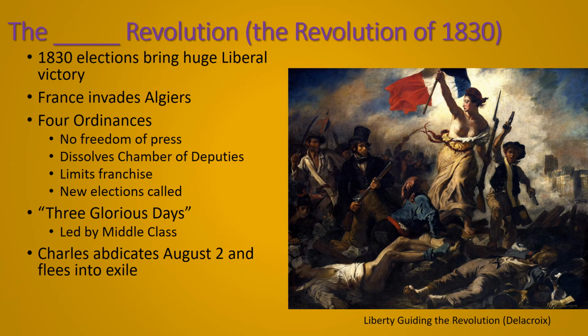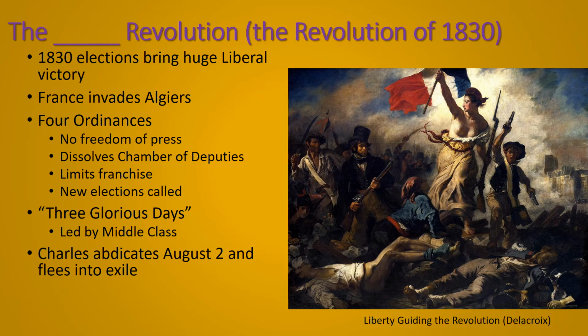So what happens? We have the July Revolution, sometimes known as the Revolution of 1830. There'll be elections in 1830 bringing in a huge liberal victory. It's a huge slap in the face to Charles. At the same time, Charles has invaded Algiers, and people are wondering, wait a minute, does Charles want to create an empire like Napoleon did? We don't trust that very much.